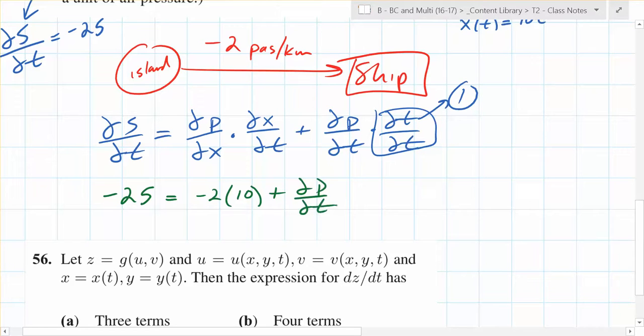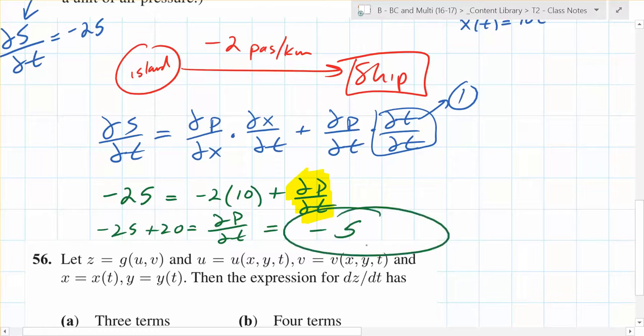The challenge here, and the thing I really wanted to focus in on, is we get really locked into setting up things to solve for the thing on the left. Is that what we're solving for now? No. So we now know negative 25 plus 20 is equal to partial p, which is what? Negative 5. And what's the units on that?